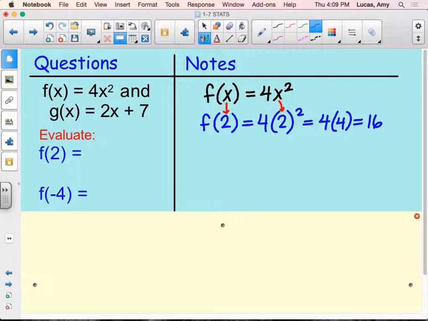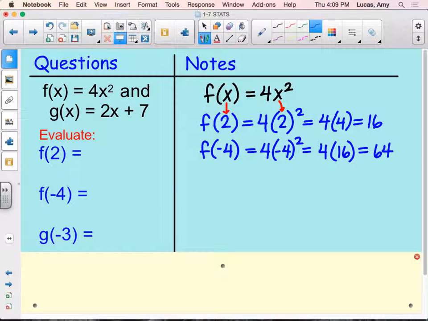My next one says f of negative 4. So now I'm going to replace the x with the negative 4 instead. Following the order of operations, negative 4 squared is 16. So 4 times 16 is 64.